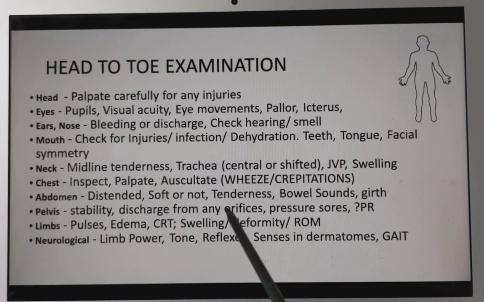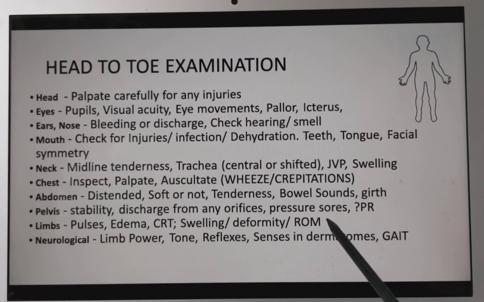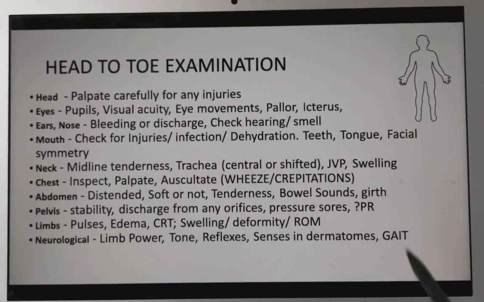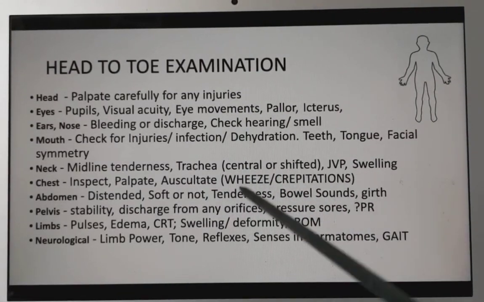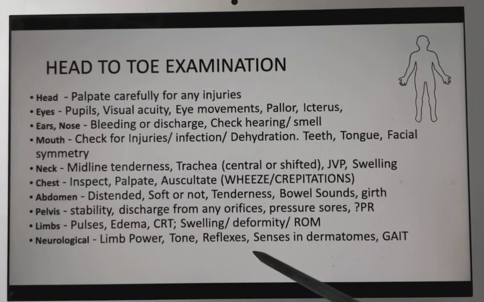Pelvis: check for stability, discharge from any orifices, pressure sores. Consider PR, per rectal examination, as per the case requirement. Limbs: check for pulses, edema, capillary refill time, swelling, deformity, and range of motion. And neurological: limb power, tone, reflexes, dermatomes, and the gait. So this is how you would complete your assessment. Of course, in the secondary assessment, not all of these are applicable for all patients, but if you have a system in your mind, you will not miss important things.